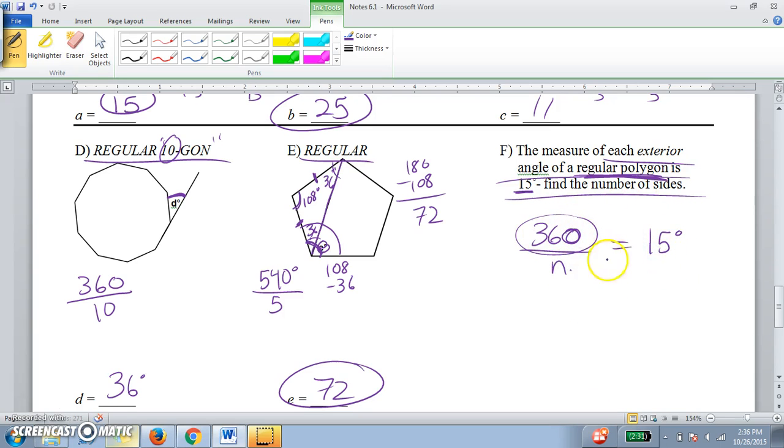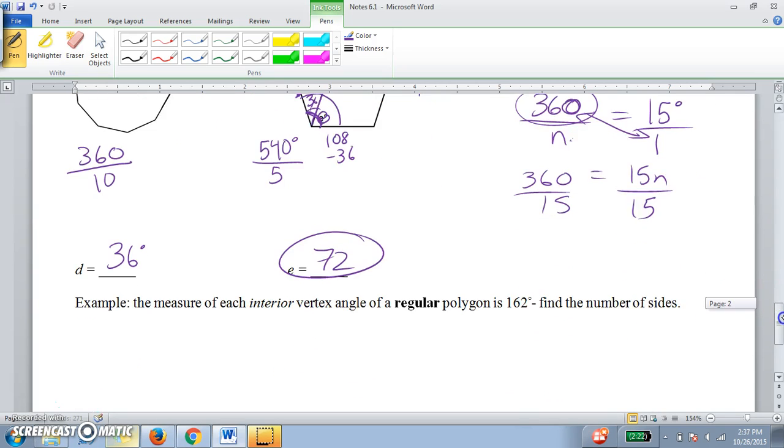So if I just want to solve this, I can either plug numbers in and guess and figure out what number 360 divided by gives me 15, or I can turn this into a proportion, set it up, and cross multiply. So 360 times 1, 15 times n, divide by 15, and you would get 24 for the number of sides.